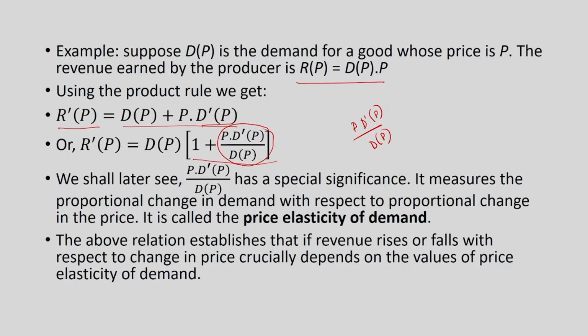So, what is this term? P multiplied by D prime P. D prime P is the change in the quantity demanded with respect to instantaneous change in the price, and the whole thing is divided by the quantity demanded, which is D of P. So, this is called the price elasticity of demand. Now, there is something called the law of demand, by dint of which the D prime P is negative, which means if price rises, the demand actually falls. So, D prime P is negative. So, the above expression is generally negative.